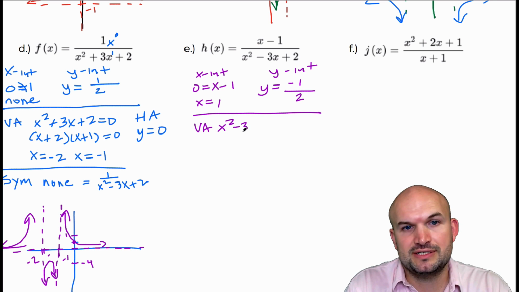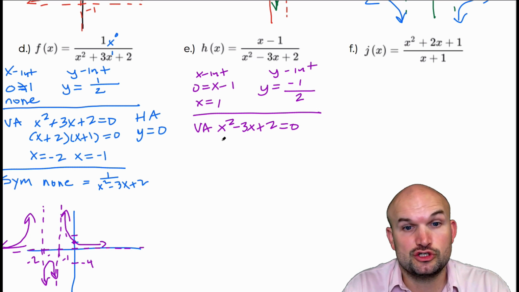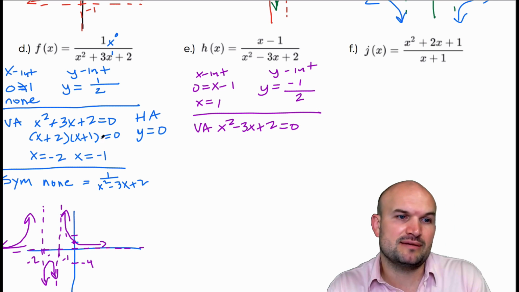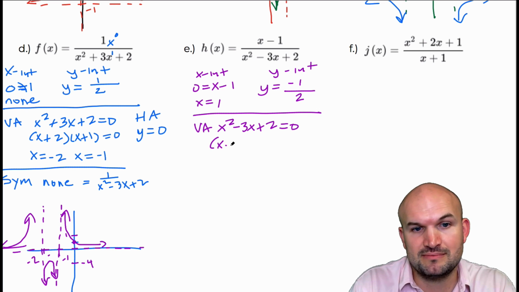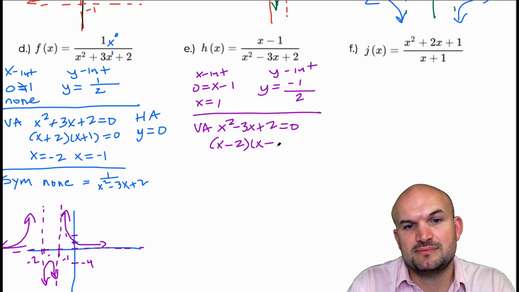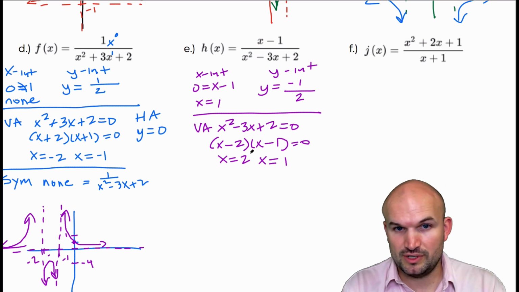So x squared minus 3x plus 2 equals 0. In this case, again, we can factor it, but now instead of my two terms adding to give me a positive 3, they're adding to give me a negative 3. So that's going to be x minus 2 times x minus 1. So therefore, x is equal to positive 2, x equals positive 1.